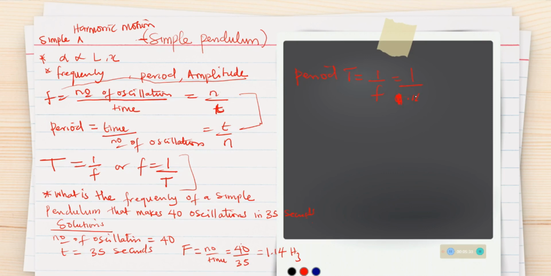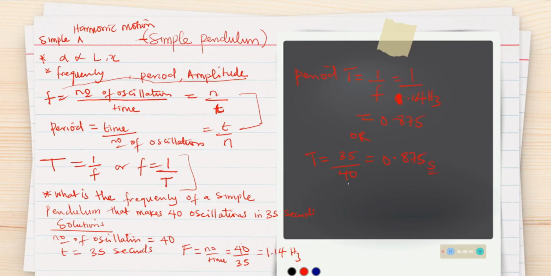So if you do that with your math calculator, you should have something close to or exactly 0.875. Or you can come directly and just say T is equal to the time, 35 seconds, over the number of oscillations, 40, which is 0.875 seconds. Take note of the unit, seconds. Unlike this, the unit is what? Hertz. This is very, very critical.